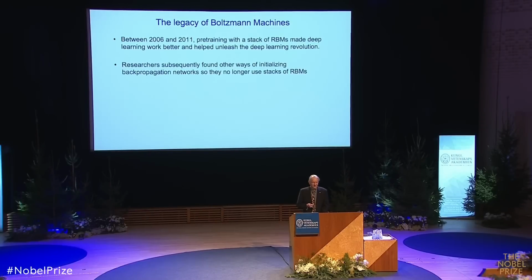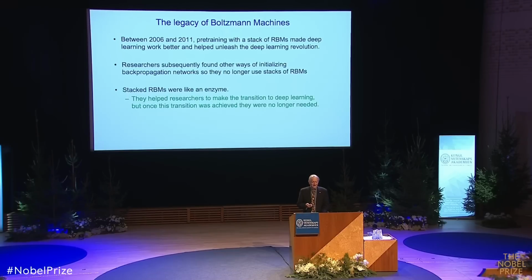Unfortunately for Boltzmann machines, once we'd shown that these deep neural networks really worked very well if you pre-trained them with stacks of restricted Boltzmann machines, people found other ways of initializing the weights, and they no longer use stacks of Boltzmann machines. But if you're a chemist, you know that enzymes are useful things. And even though RBMs are no longer used, they allowed us to make the transition from thinking that deep neural networks would never work to seeing that deep neural networks actually could be made to work rather easily if you initialize them this way. Once you've made the transition, you don't need the enzyme anymore. So think of them as historical enzymes.